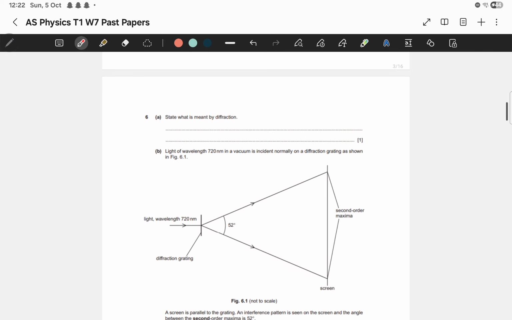Okay. That was question 1. Now, question 2. State what is meant by diffraction.